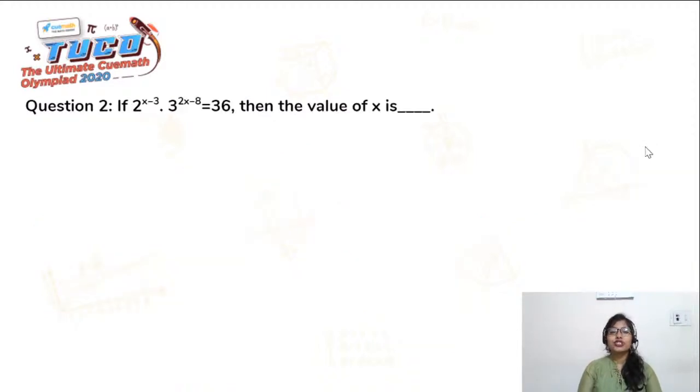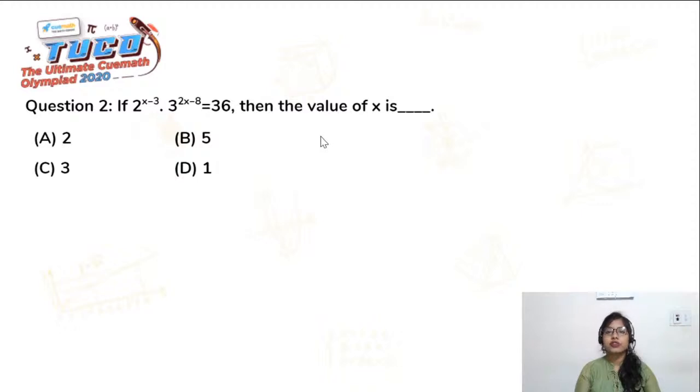Here goes our second question, and let's see who gives the answer. Before I put down the options, let's just look into the question. 2 to the power of x minus 3, this dot signifies multiplication, times 3 to the power of 2x minus 8 is equal to 36. Then the value of x is how much? This is something related to powers and exponents. If you've already solved it, here go your options. If anybody wants to give the answer, please put up your answers in the comment section. Now let me quickly solve this.